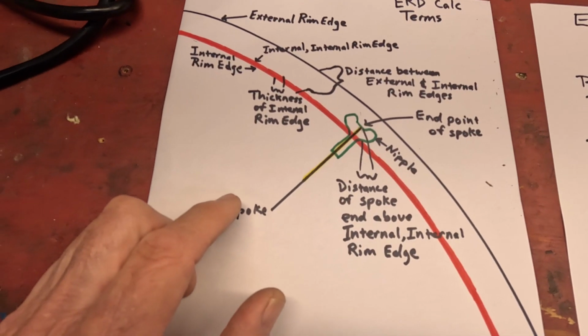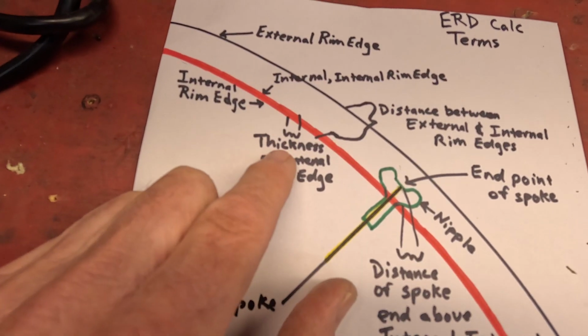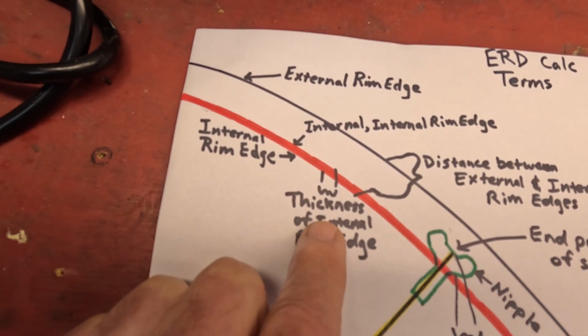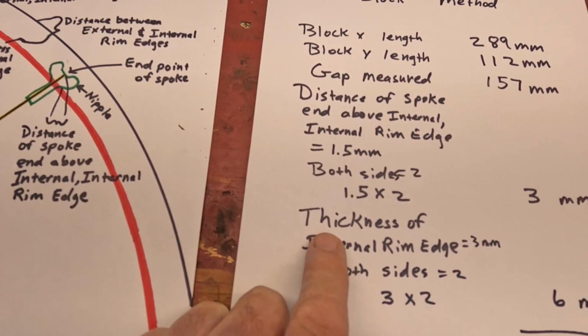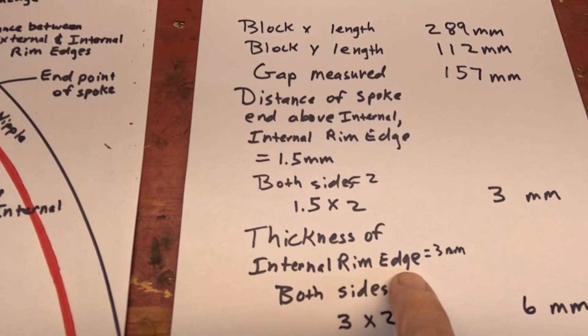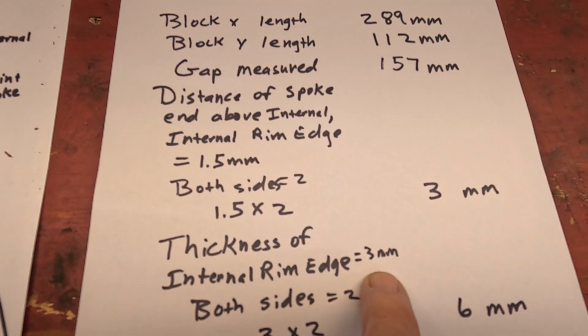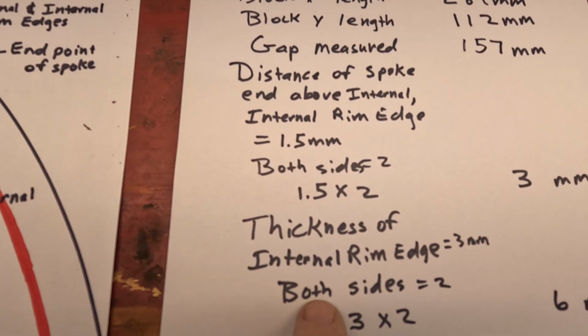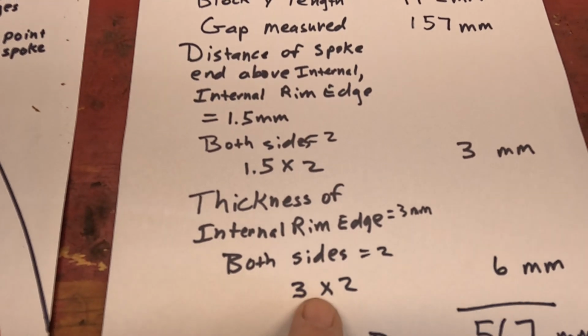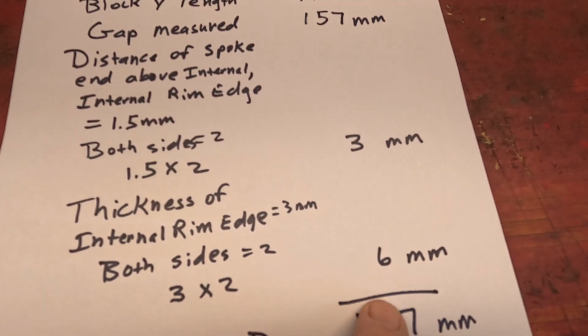In addition, I need the thickness of the internal rim edge. In my calculation, I've calculated it to be 3 millimeters. I need both sides, so that's 2 times the 3 millimeters, which gives me 6.